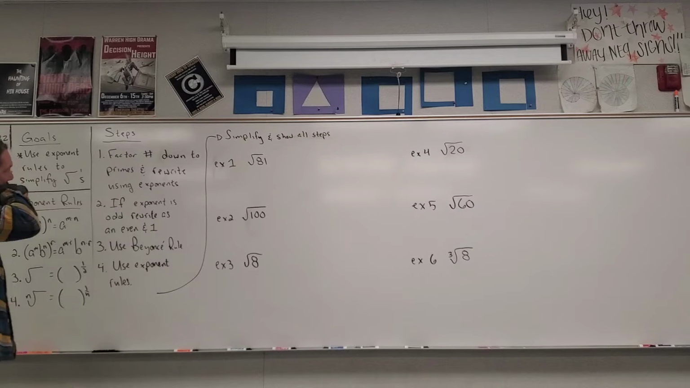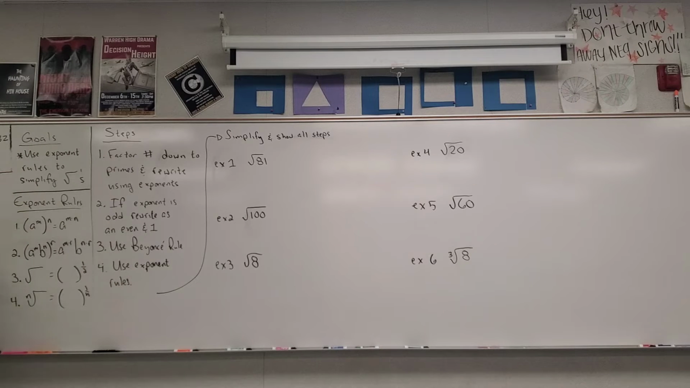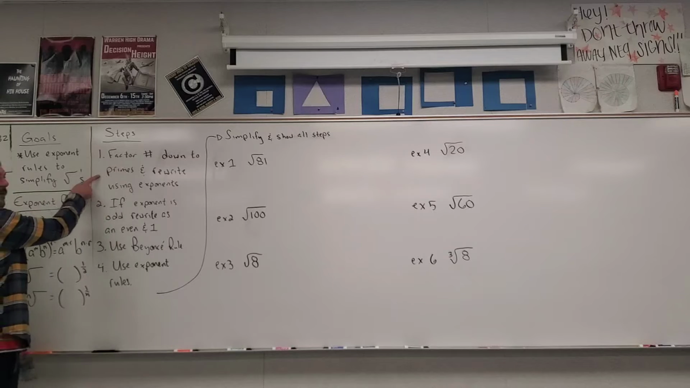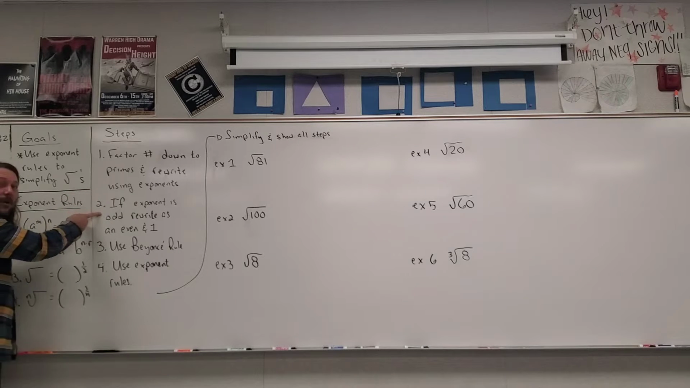All right, so I wrote down some steps to kind of help us use exponent rules to simplify radicals. Our first step is going to be to factor the number down to primes and rewrite using exponents. The second thing that we have to be aware of for most problems: if the exponent is odd, rewrite it as an even and 1.